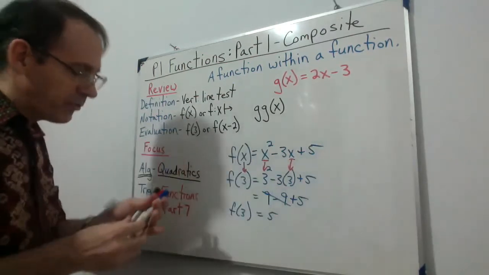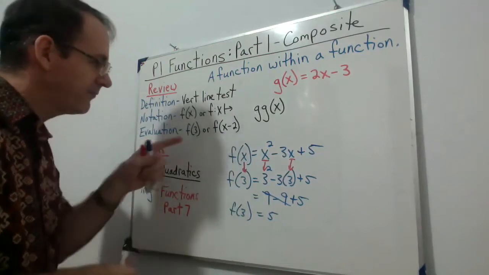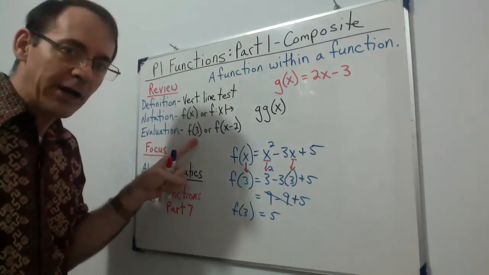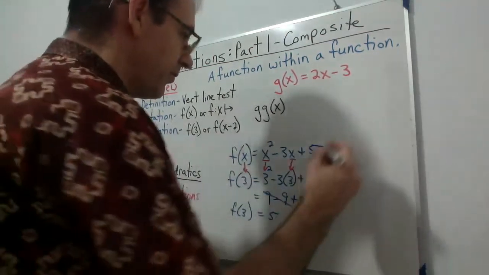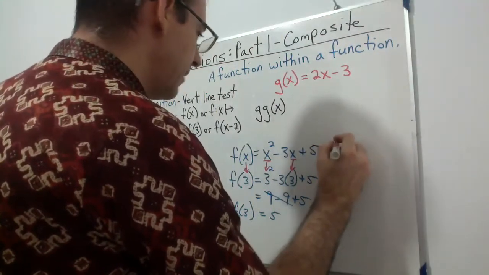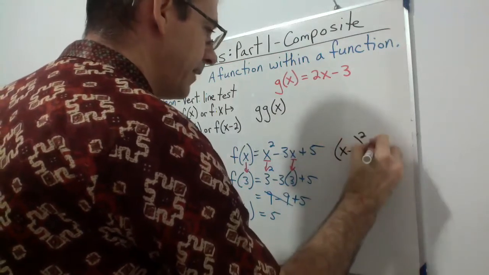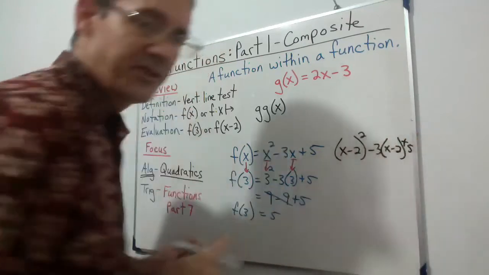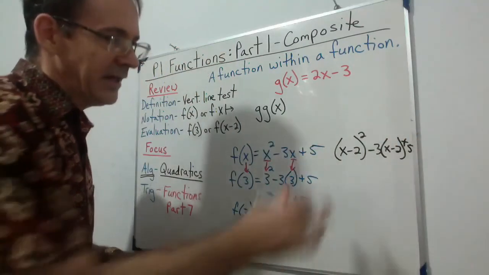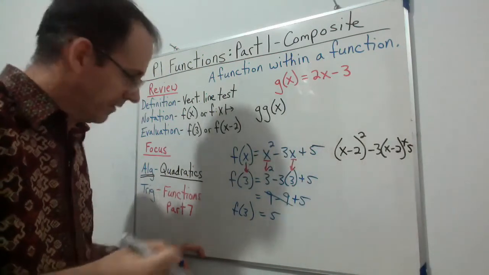You can also plug into it an algebraic expression. You don't have to plug into it a numerical value. You can plug into it an algebraic expression. So that would become something like x minus 2 squared minus 3 times x minus 2, and then your plus 5 there at the end. And you can simplify it out, and depends on what you want to do with it.